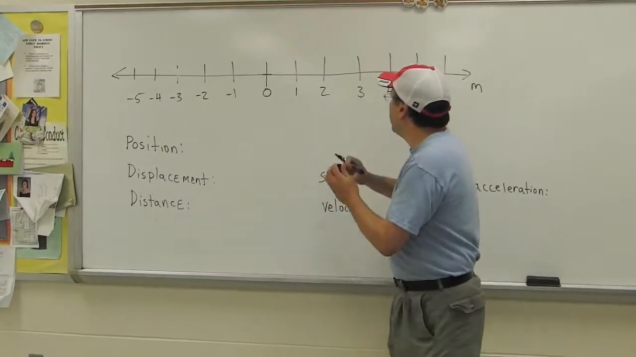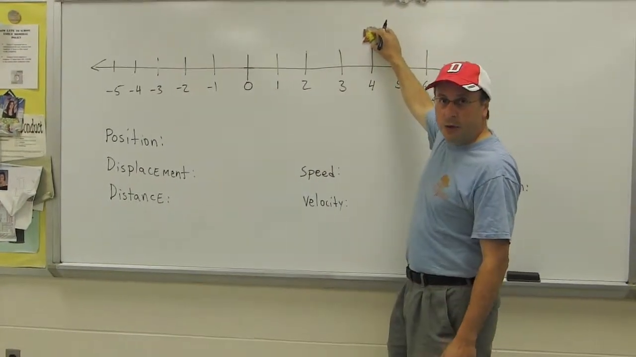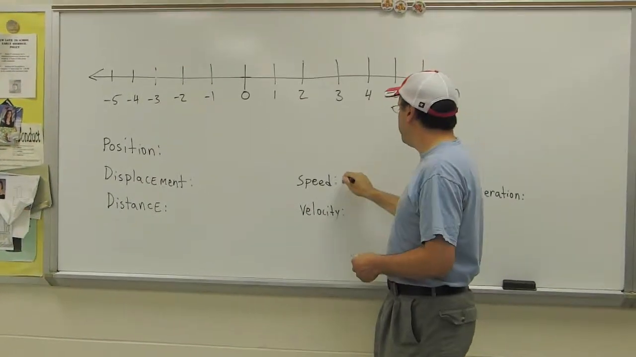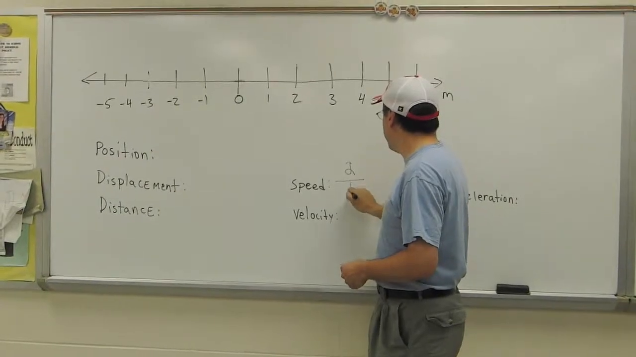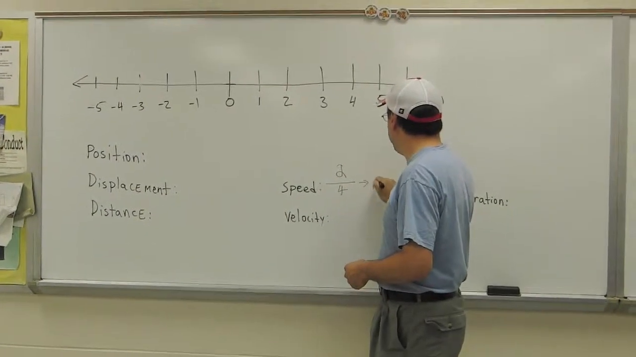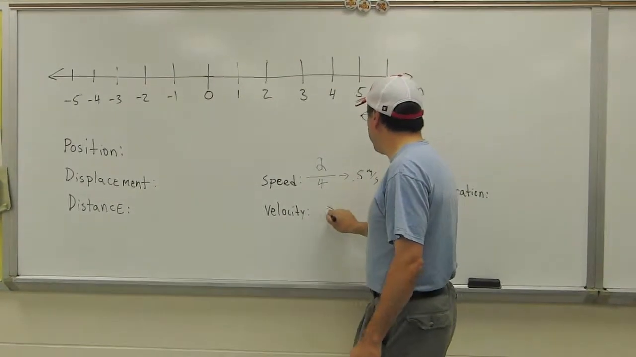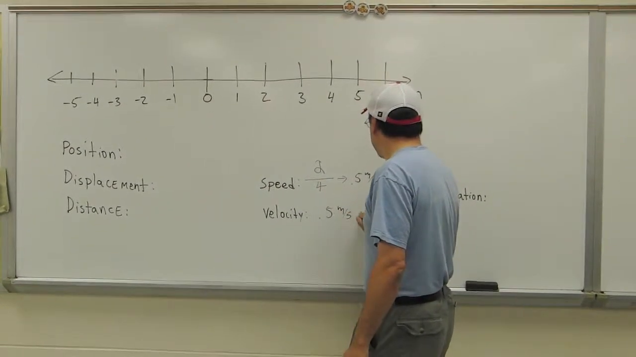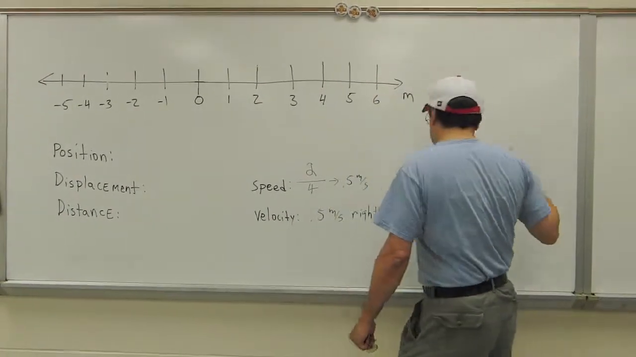Okay, so for instance, if chicken man went from 2 meters to 4 meters, and it took him 4 seconds to do that, his speed would be 2 meters divided by 4 seconds, which would be 1/2 a meter per second. With velocity, we would have to add on to that the direction that we're traveling. So it would be 0.5 meters per second to the right.